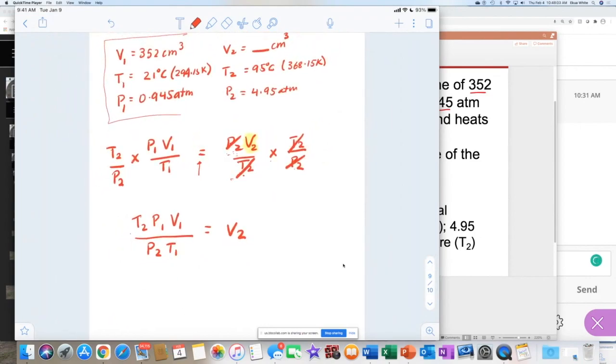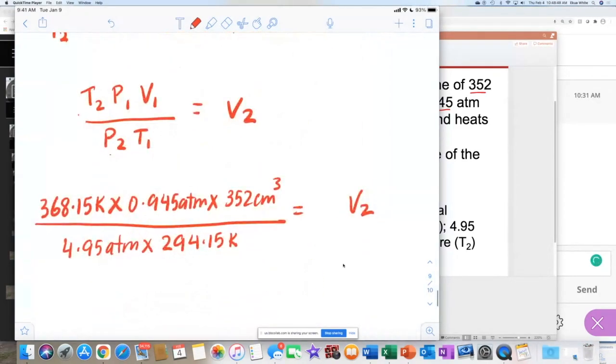So what's T2? T2 is not 95, but 368.15 K, times, multiply all numerators, P1, 0.945 ATM, times V1, 352 centimeter cubed, over P2, 4.95 ATM, times T1. Where's T1? 294.15 K. Okay?